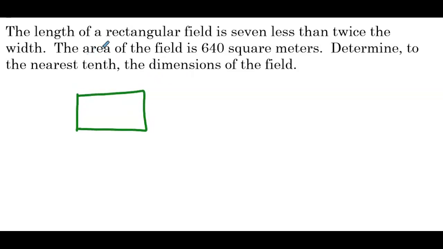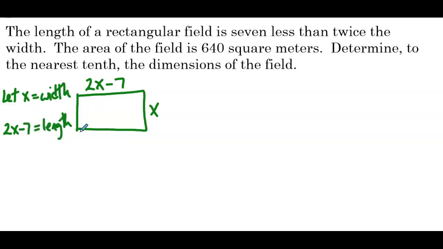So we have our field. The length of the rectangular field is 7 less than twice the width. So if we define x to be the width, 7 less than twice the width would be 2x minus 7. So we let x be the width, and 2x minus 7 is our length. The area is 640 square meters, so our equation would be x times 2x minus 7 equals 640.